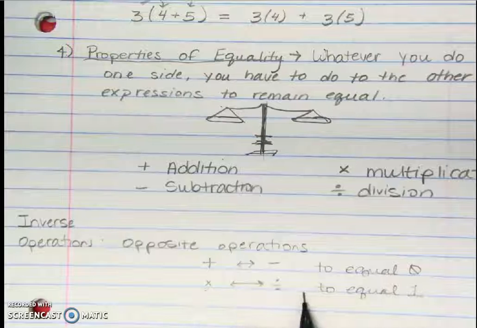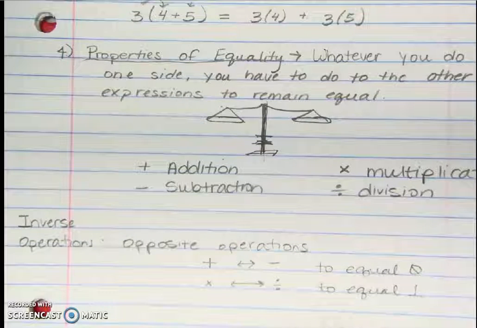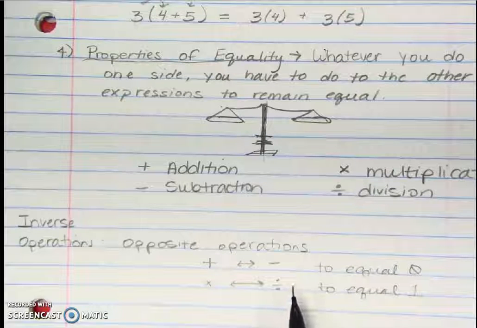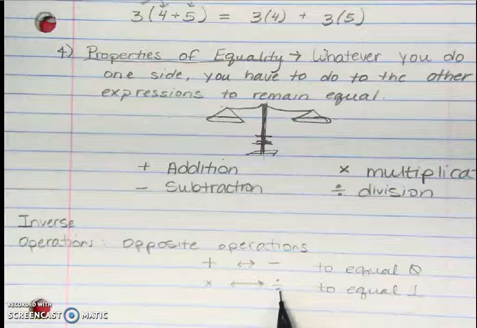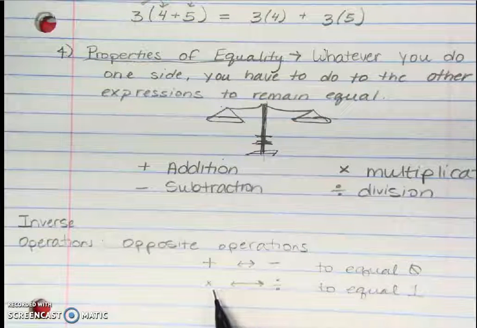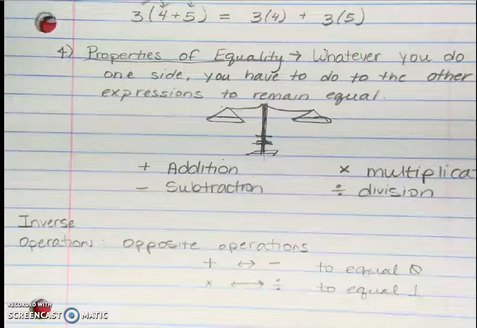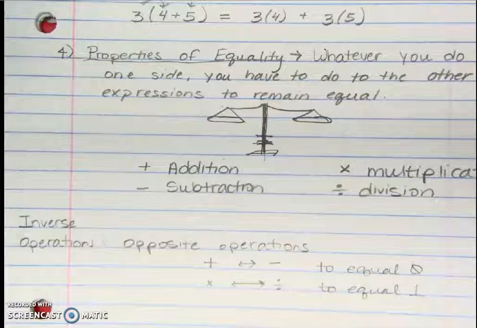Otherwise, multiplying and dividing are opposites of each other, and that's to equal 1. So the opposite of multiplying by 4 would be dividing by 4. 4 divided by 4 is 1. The opposite of dividing is multiply. So if I divided by 5, I would then multiply by 5, and that's to equal 1. So these are our inverse operations that we're going to be using today. Again, if you need to, go ahead and pause the video for a second so you can write that down. Otherwise, I'm switching over to lesson 10C.